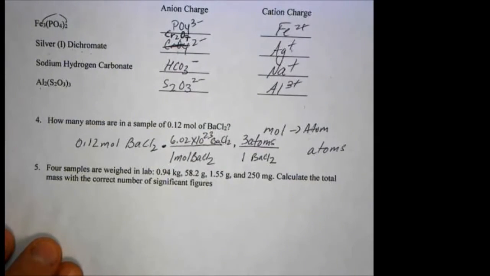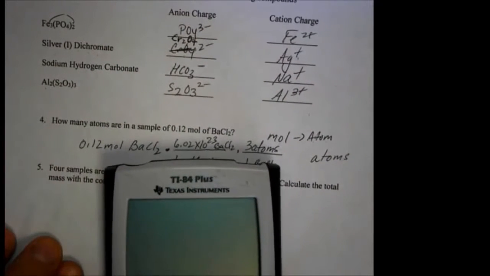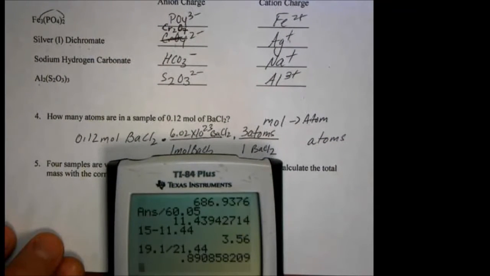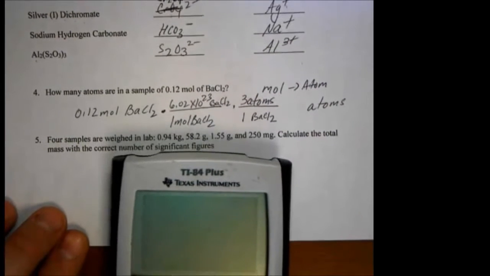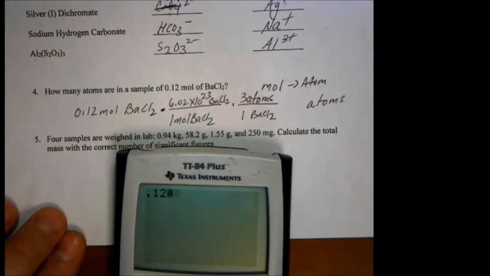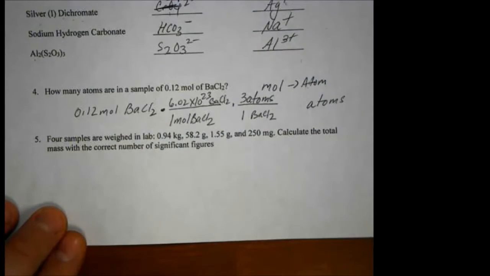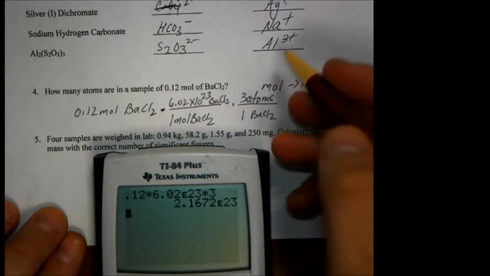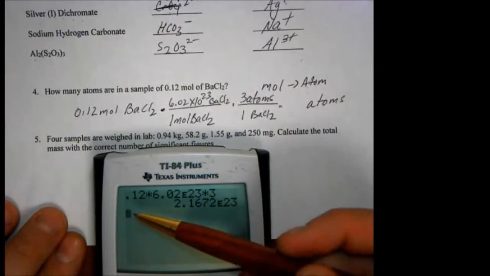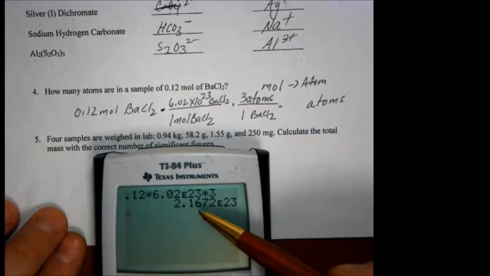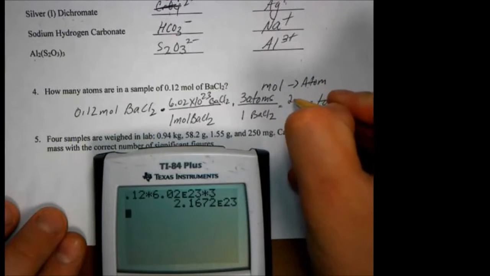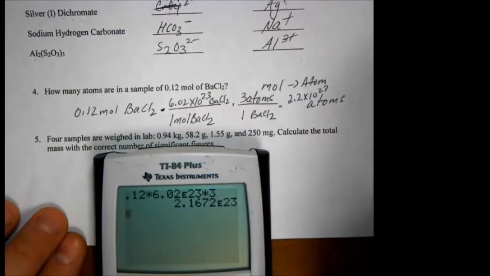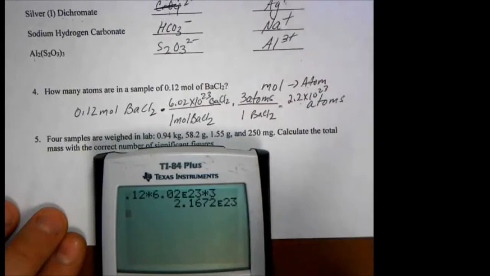So we can pop this into our calculators. In this case, I will show you what I calculate. It is going to be 0.12 times 6.02 times 10 to the 23rd times 3 atoms. And that is going to give us 2.1672 times 10 to the 23rd. So with sig figs, this is going to be 2 sig figs. So we have 2.2 times 10 to the 23rd atoms. Okay, and notice that I have a number and a unit.